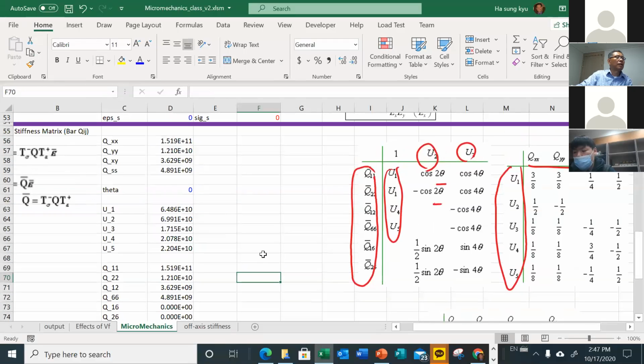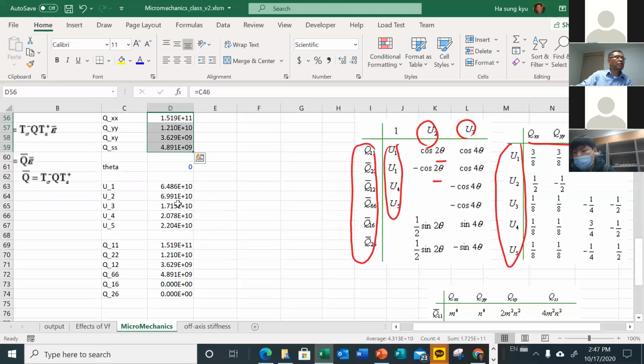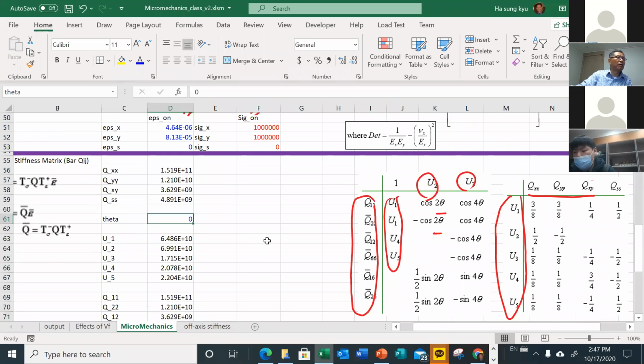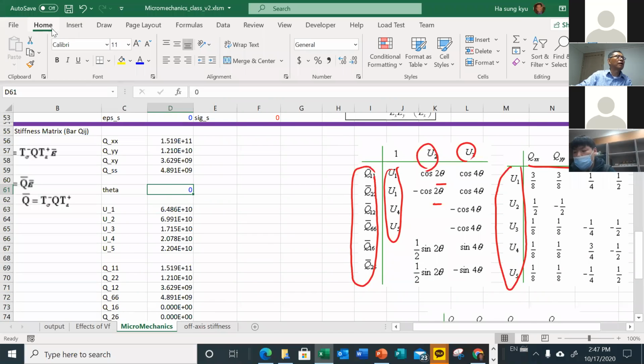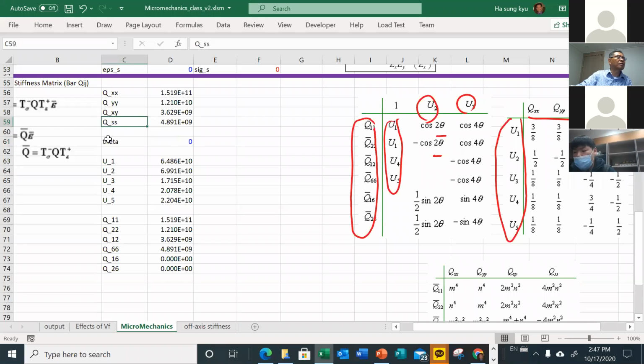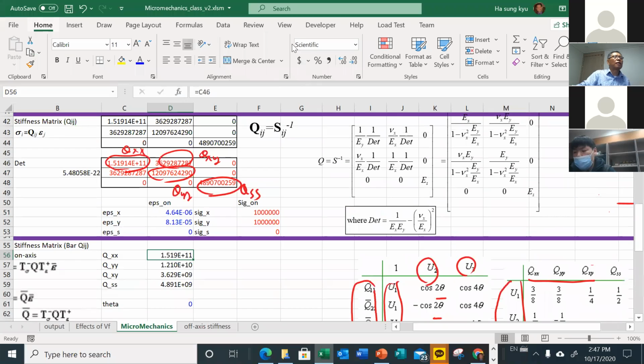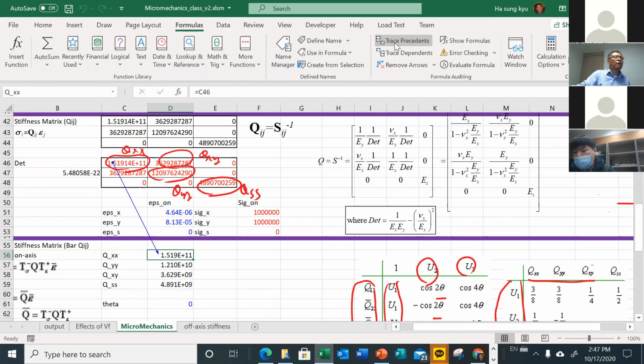Okay, so again, make sure these terms are the same. Of course, when theta equals 0, the on-axis will be the same as the off-axis. So this will be nothing but the on-axis, which was taken from here, right? This one was taken from this term, and this one is taken from these terms, and so on.